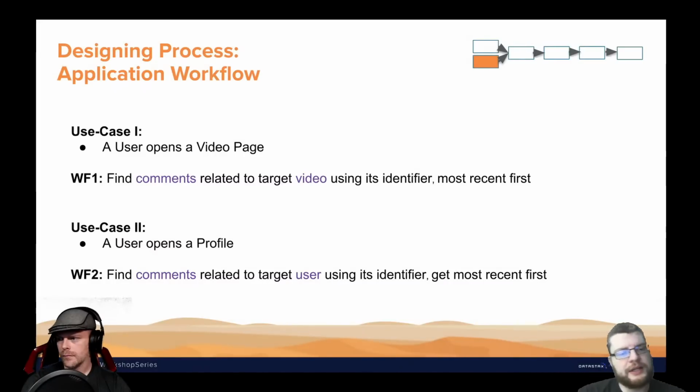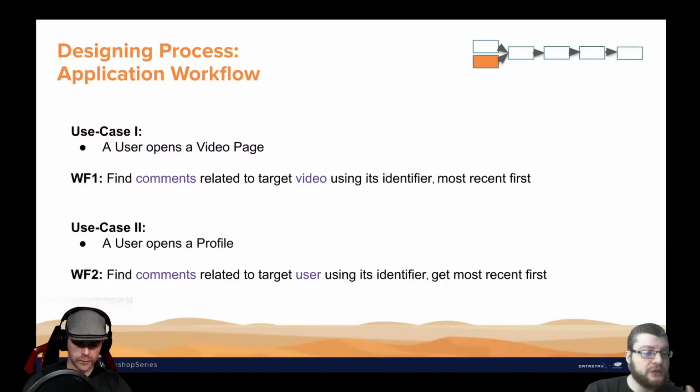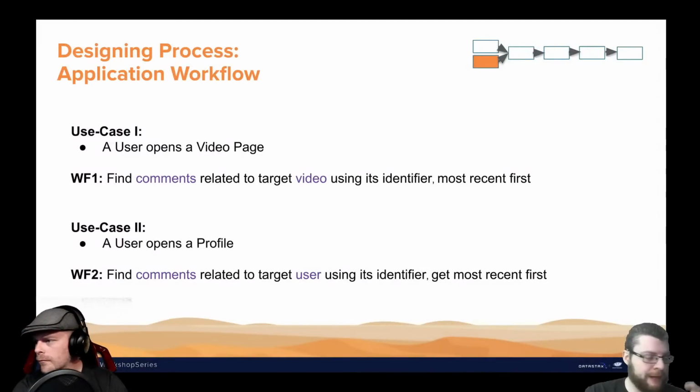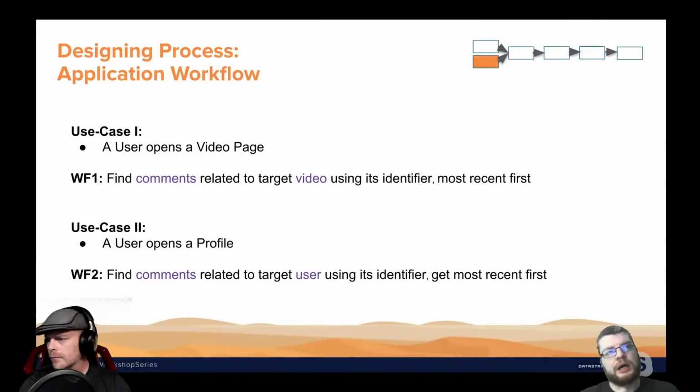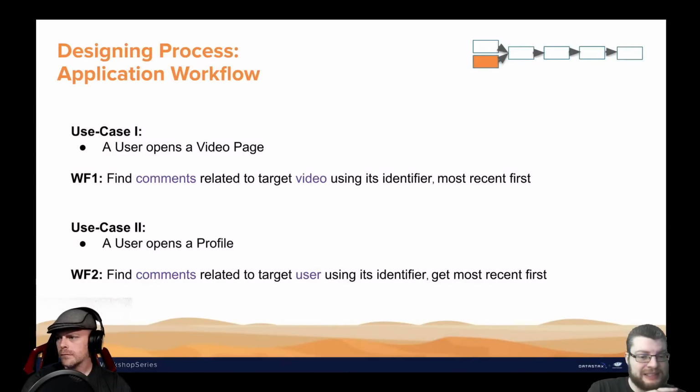So all right, a user opens a video page. We want them to see all of the comments associated with that video, right? A user opens their profile. We want them to see all the comments that they have put on videos. So a lot of the data is going to be the same, right? We're going to have comment payload data, so whatever that comment was, we're going to have some sort of a comment ID. We're probably going to have some sort of a timestamp in there. A lot of that data is going to be the same.